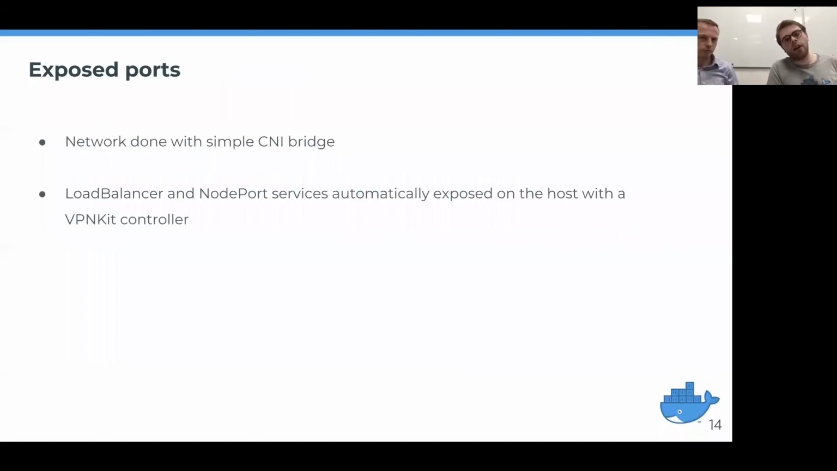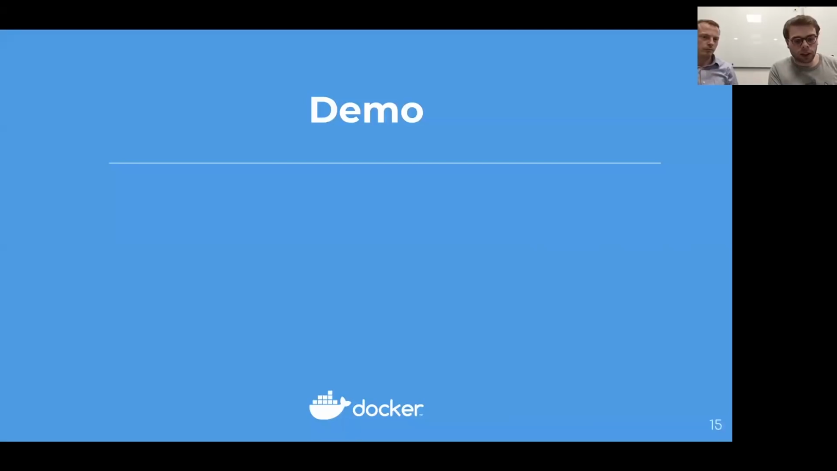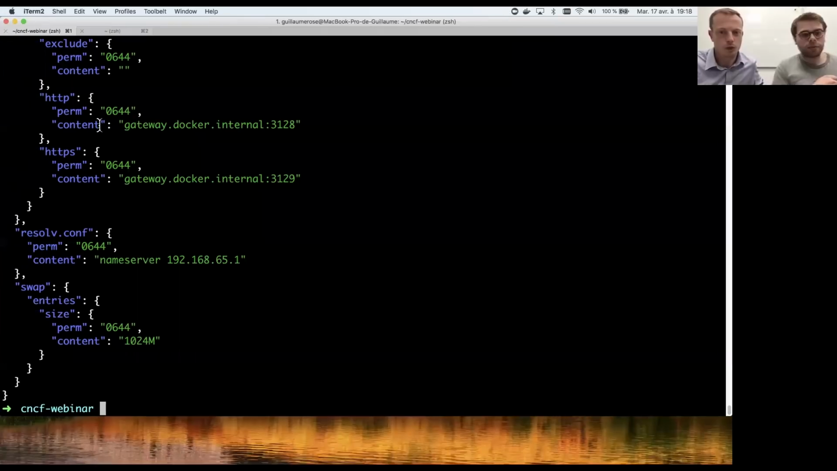Talking about network, for the network part, we use a simple CNI bridge. You don't have to choose between Weave, Calico, etc. It's just a simple bridge. It works. And for ports, if you want to reach your service from the host on the VM, you can do it by just setting a load balancer or a node port service. It will be automatically exposed on the host with VPNKit. We just wrote a controller for that. So let's do a quick demo of this.